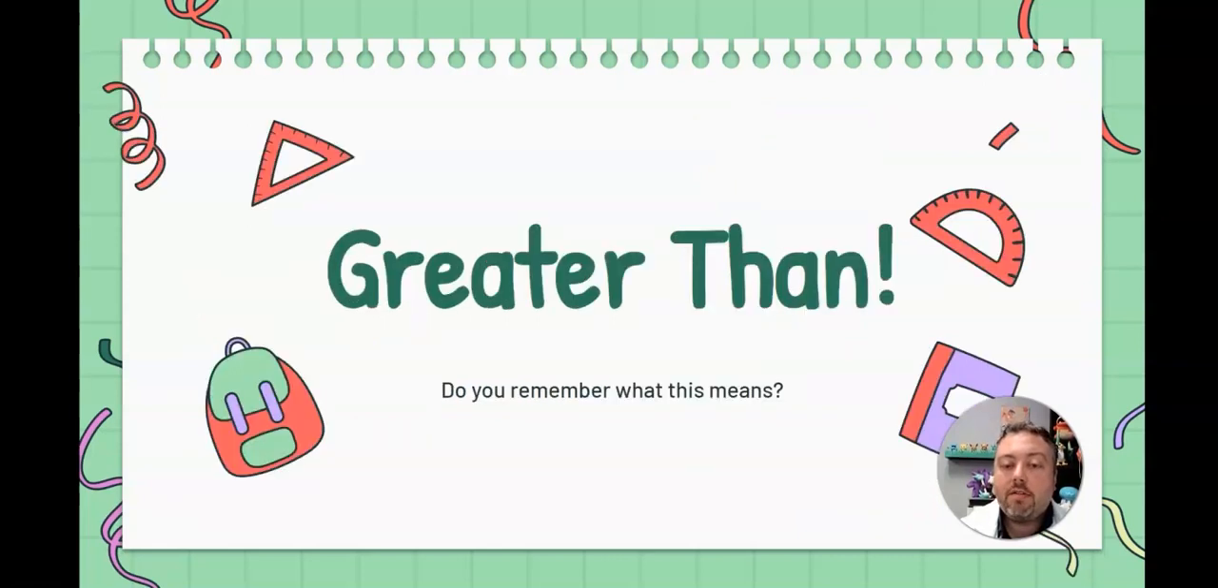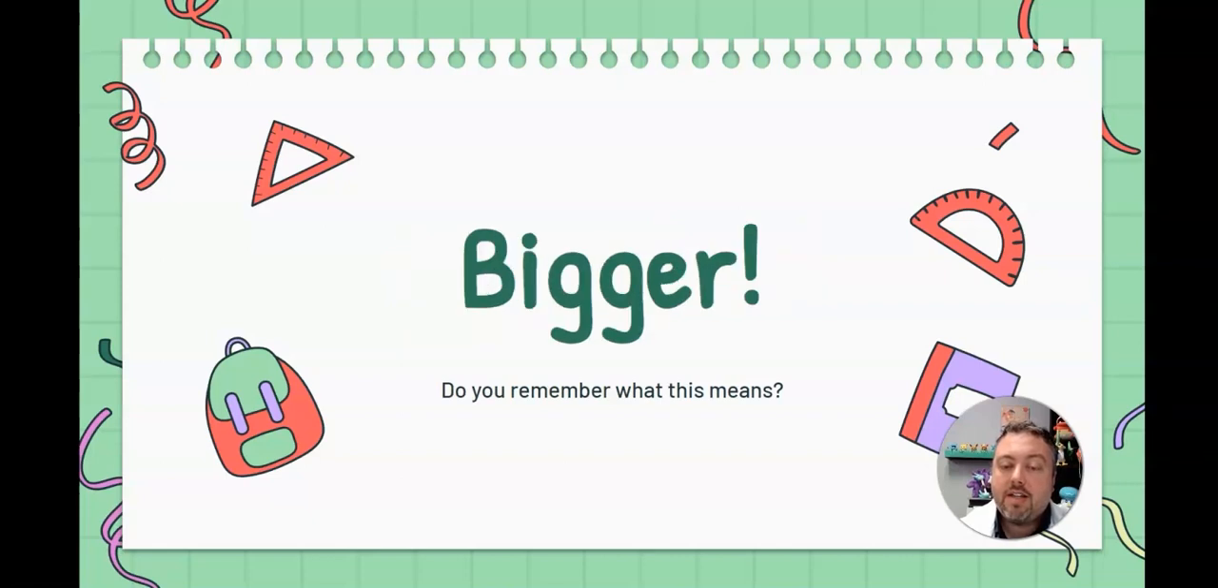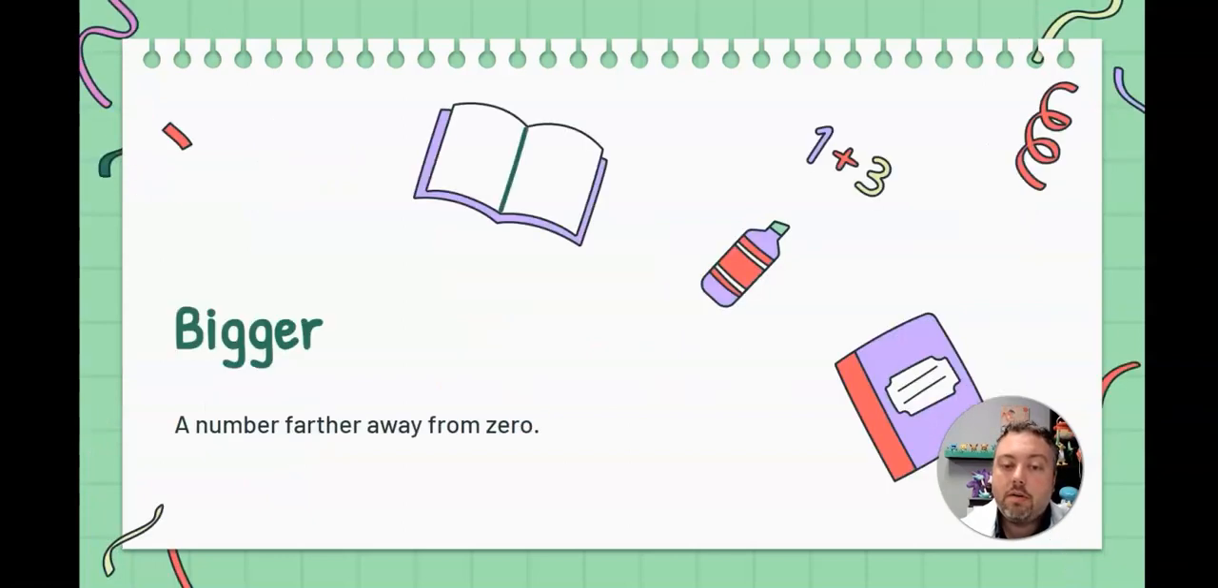The word greater than. Well, if you think back when we were talking about number lines, greater than referred to numbers that were farther to the right on the number line. There was also less than. Less than referred to numbers farther to the left on the number line. But those two terms are not bigger and smaller. Okay, they are not. Greater than does not mean bigger, and less than does not mean smaller.